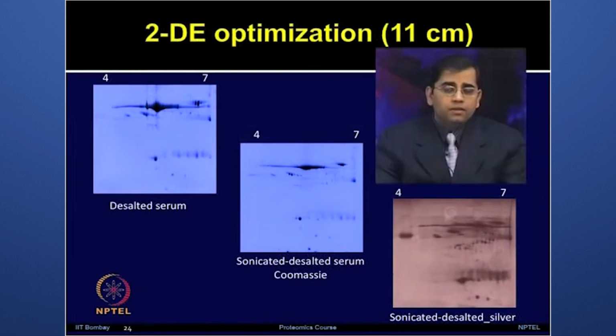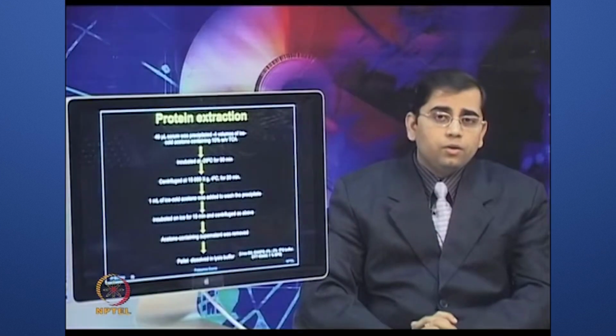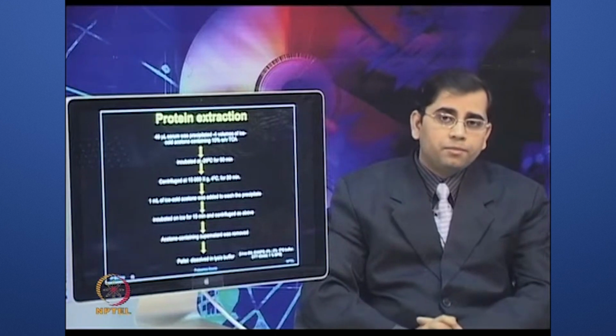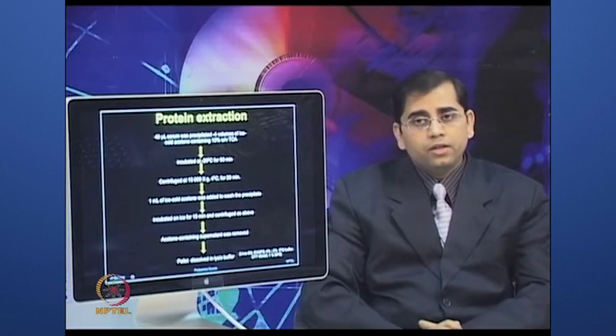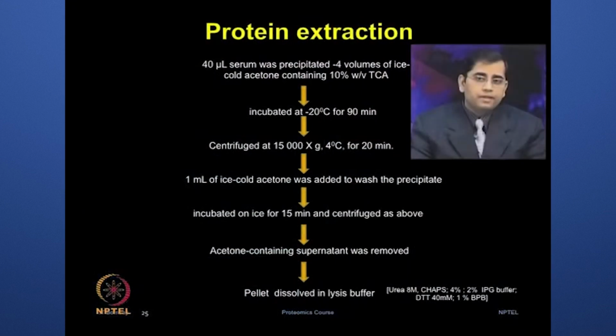We tried the same with an even larger strip of 11 centimeter, and it was again quite convincing. Then we moved on to the very large 24 centimeter strips for the clinical studies. So, in general we took 40 microliter of the serum, which was precipitated with 4 volumes of ice cold acetone containing 10% TCA, incubated at minus 20 degrees, centrifuged, followed by adding 1 ml of ice cold acetone to wash the precipitate.